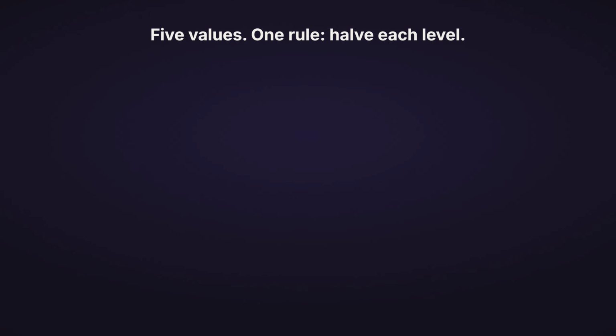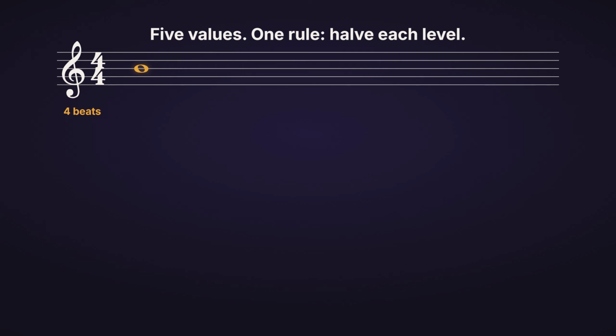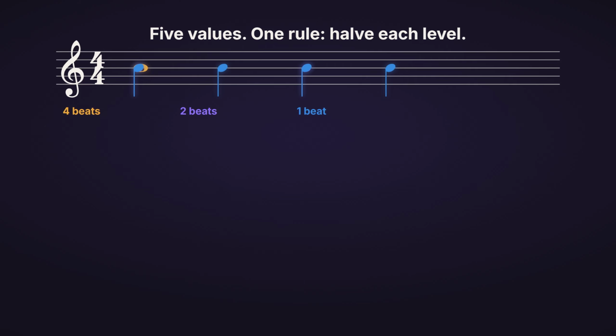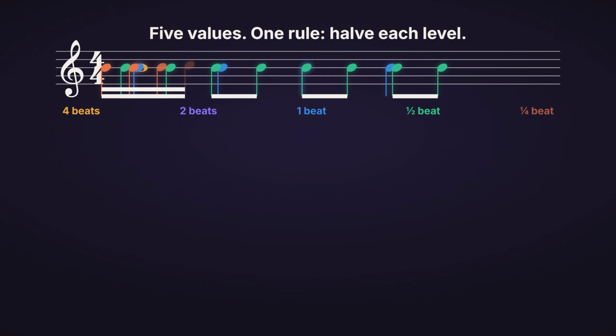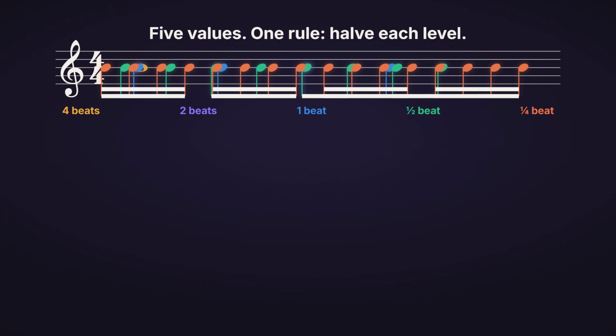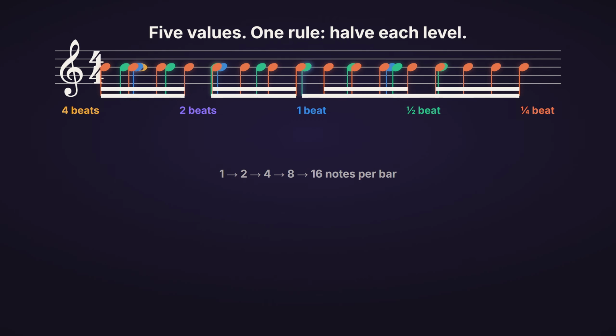Put all 5 note values side by side in a single bar and the hierarchy becomes completely visible. 1 whole note takes the entire bar. Cut that into 2 half notes. Cut each half note into 2 quarter notes. Cut each quarter note into 2 eighth notes. Cut each eighth into 2 16ths. Every row of that table is a doubling of density, 1 note becomes 2, 2 become 4, 4 become 8, 8 becomes 16.